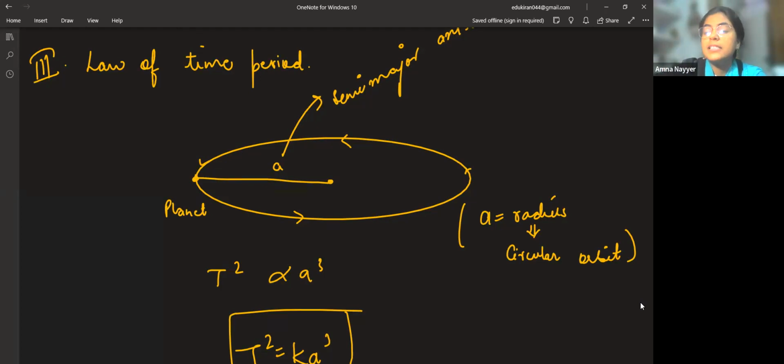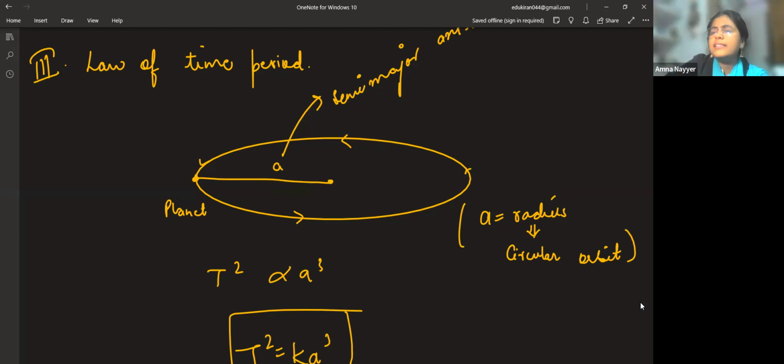This is the law of time period. This says that the square of time period is directly proportional to the cube of the semi-major axis. This is the law of time period. Radius is there. So T square is directly proportional to a cube.